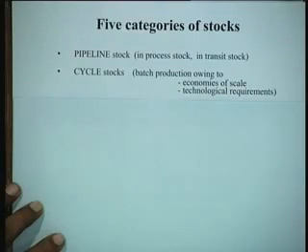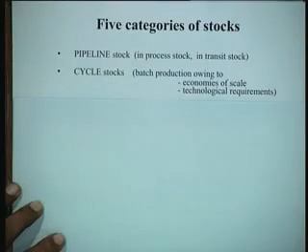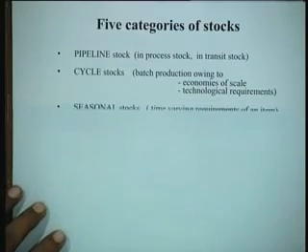And basically, when you are talking about economic order quantity and its determination, you are trying to actually minimize the costs associated with cycle stocks. That's the whole purpose.